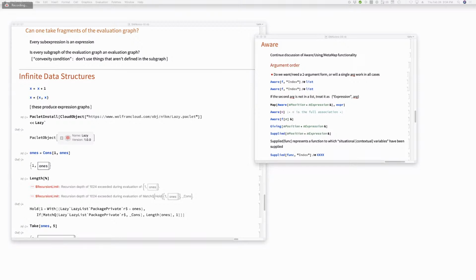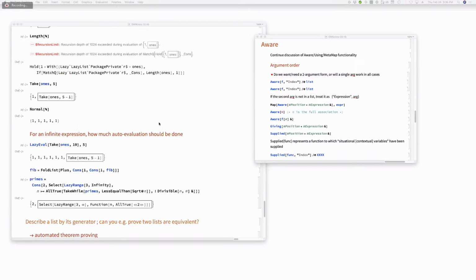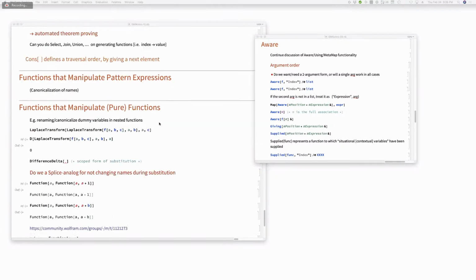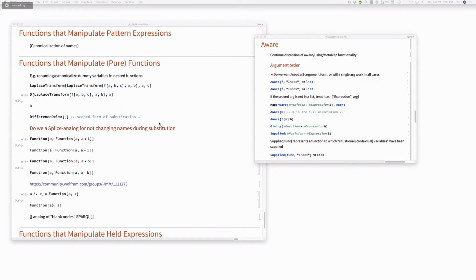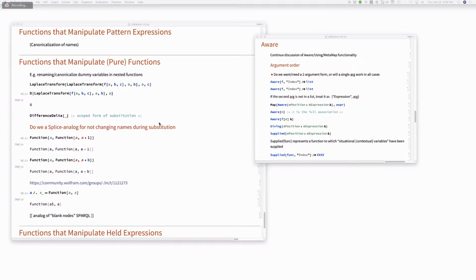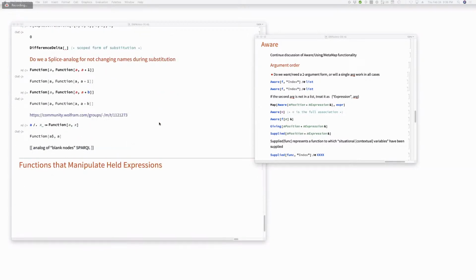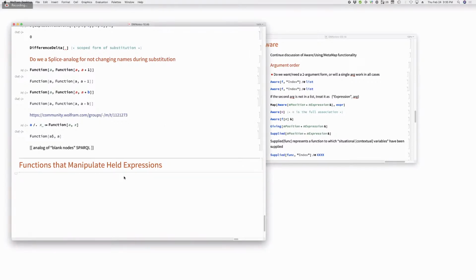We were talking about multi-computation and building applications of it in Wolfram Language. Last time we finished by talking about functions that manipulate pure functions. In a different meeting, we were talking about functions that manipulate held expressions, and maybe we should hold those thoughts for that other meeting.